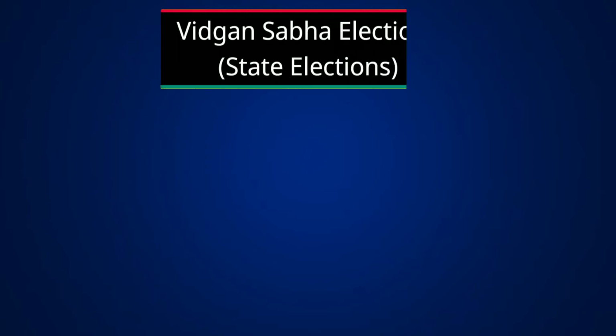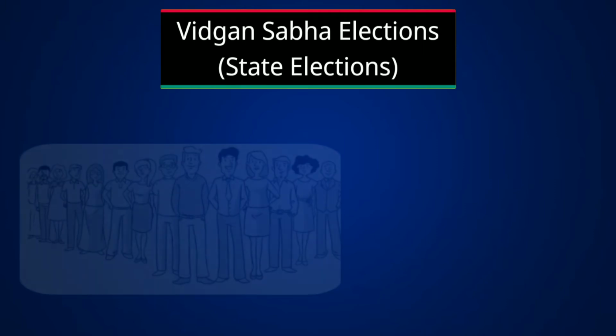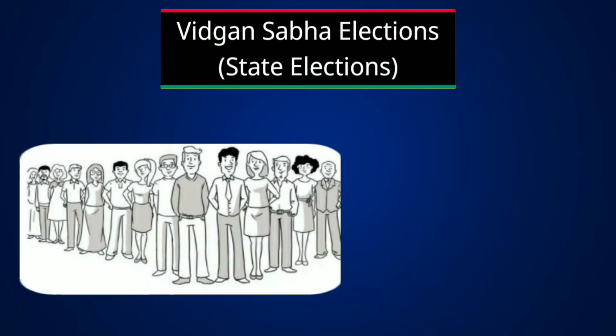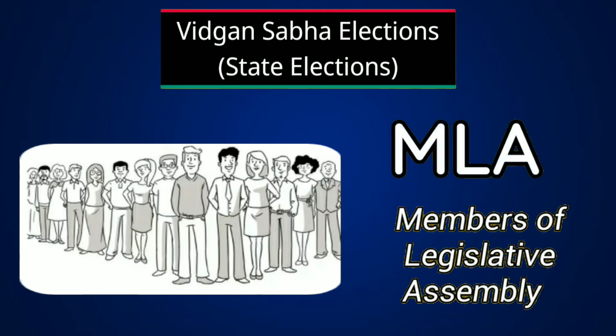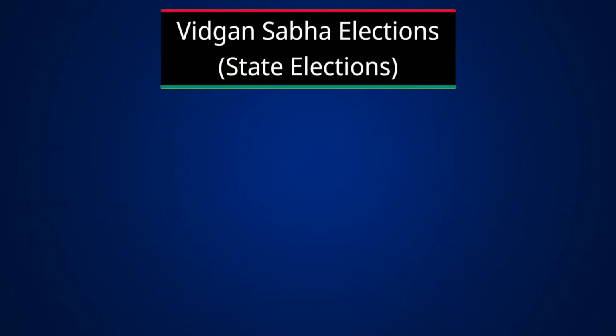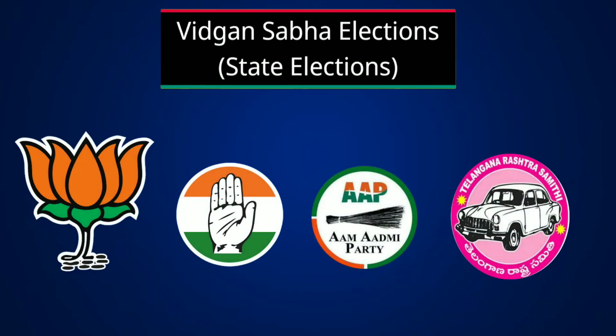So finally, let's talk about the state assembly elections or the Vidhan Sabha elections. The members of the Vidhan Sabha are directly elected by the people of the state. The members of Vidhan Sabha are called the MLA. MLA stands for Members of Legislative Assembly. Every state has a fixed number of seats, and candidates from different parties compete in different areas, and the candidate who wins the seat becomes the MLA of that area.